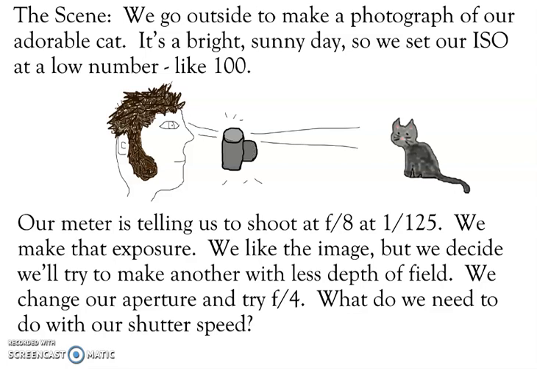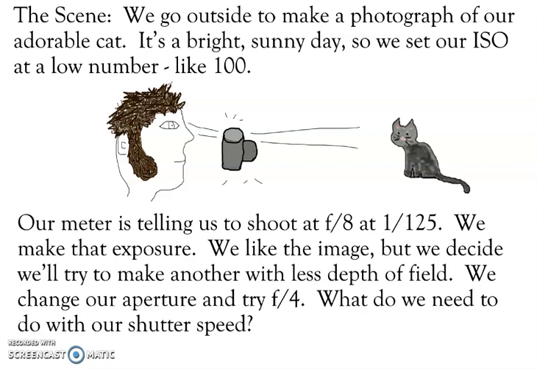So, let's just say that we're out taking photos of our cat in the daylight, it's bright, sunny, and we're using ISO 100. Our light meter is telling us that if we shoot at f8 at 1/125th of a second, it would be a correct exposure. But we decide, okay, we could take that photo, but I want to make a really shallow depth of field. I want the cat to be in focus, and I want everything else to be out of focus. So I bump my aperture down to f4.